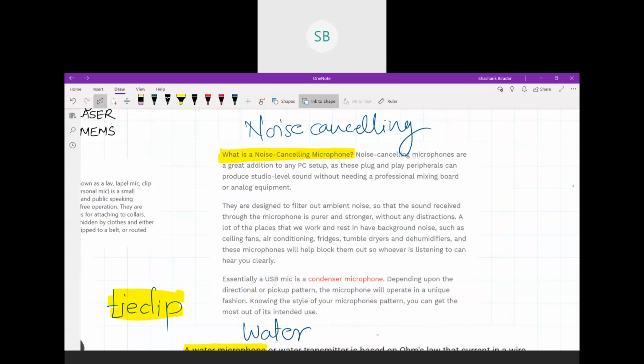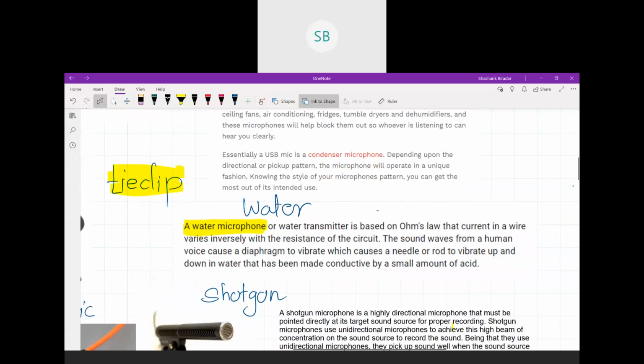Then the water microphone. A water microphone or water transmitter is based on the simple principle of Ohm's law, that current in a wire varies inversely with the resistance of the circuit. The sound waves from a human voice cause a diaphragm to vibrate, which causes a needle or rod to vibrate up and down in the water that has been made conductive by a small amount of acid. So that is the principle of working of this water microphone.